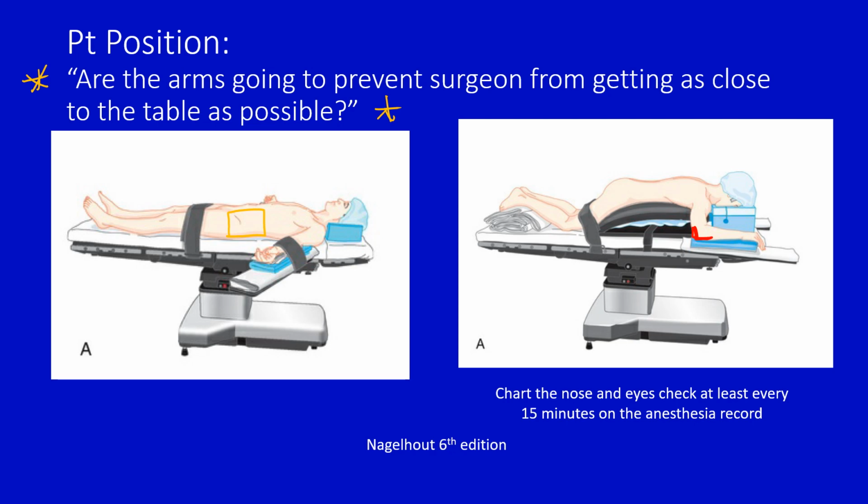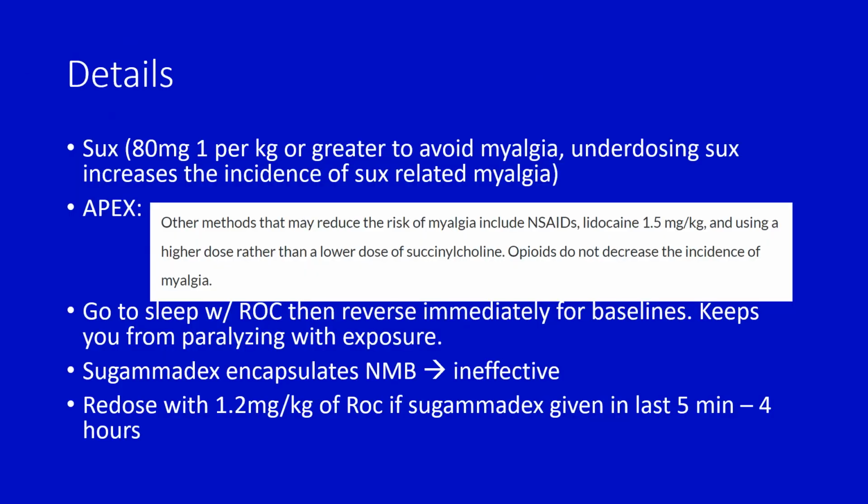For this case, we used sux as our paralytic since neuromonitoring was involved. The neurosurgeon had a trauma attending come in, and that trauma attending requested a longer acting paralytic for exposure, so we gave 40 of rock. Knowing this, one might have gone to sleep with rock, but that would have prevented neuromonitoring from getting their baseline sensory and motor readings.